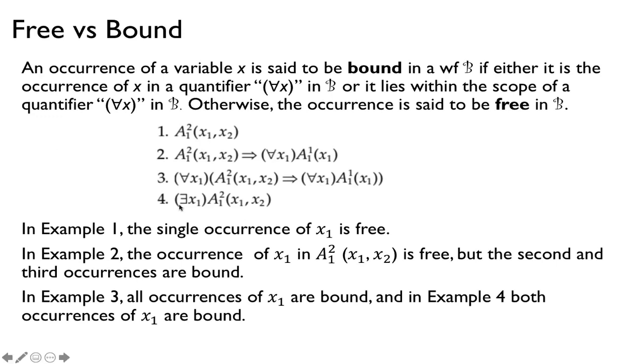And then in example 4, x1 here is bound, and so is this x1. But notice that in all 4 cases, x2 is free. x2 is free here, x2 is free here, x2 is free here, x2 is free here also. Now notice x2 is not in the scope of this there exists x1. So x2 is free everywhere.